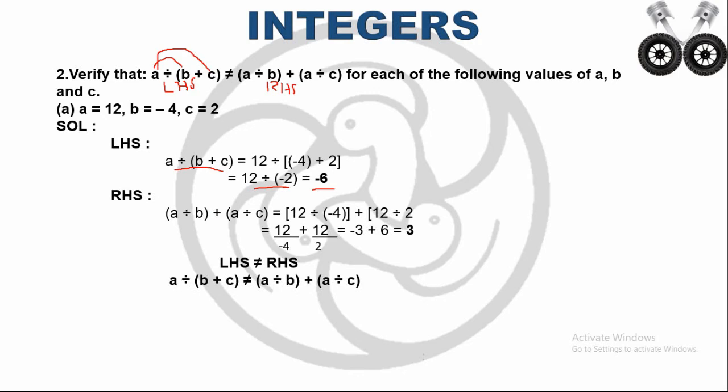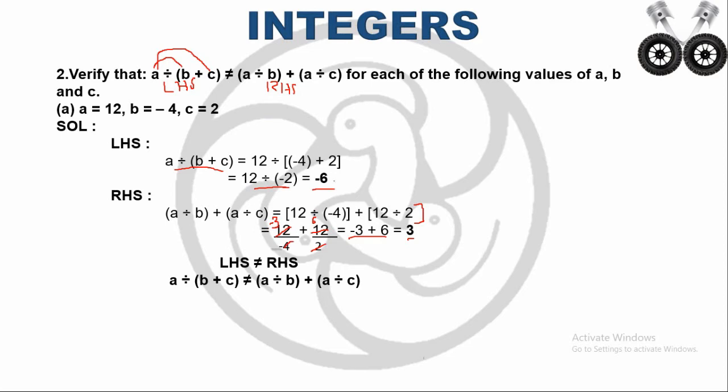Next we have to find the RHS. So A divided by B plus A divided by C. That is 12 divided by minus 4 plus 12 divided by 2. 12 divided by minus 4, when I cut with the 4, we get the answer as 3. Again the two integers are having different signs, that means I have to put the negative sign. So the answer is minus 3. Then if I cut 2 with the 12, I get the answer as 6. So minus 3 plus 6. The two integers are having different signs, that means I have to subtract. So 6 minus 3, the answer is 3. The biggest number's sign is a positive sign, so the final answer is 3.